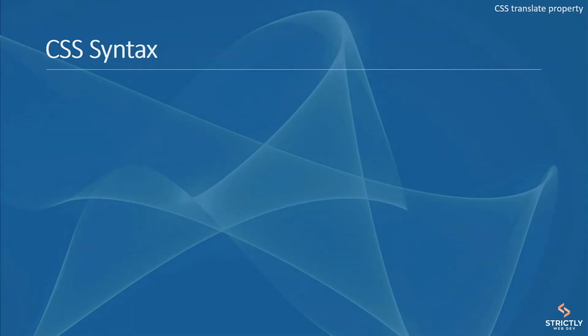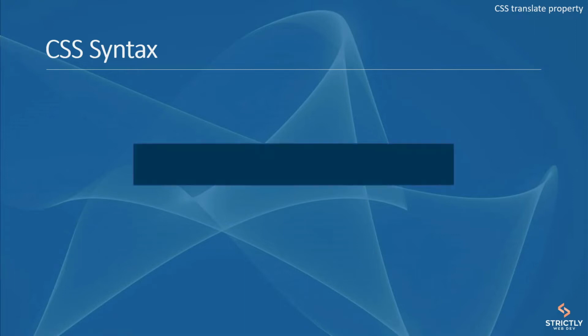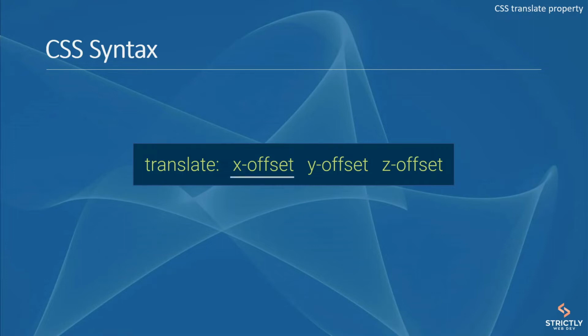So what is the CSS syntax for the translate property? Well, we have the name of our property, which is translate, and then we have up to three values. Now, of course, you don't need to have all three, but you do need to have at least the first one. And the first value here is the X offset, so basically, the value for the horizontal movement of your element.